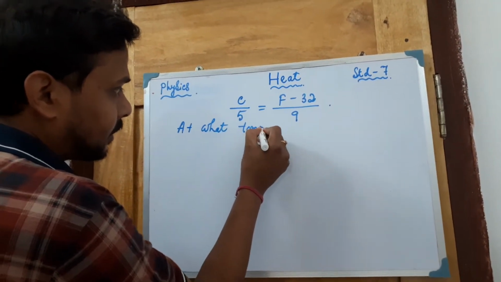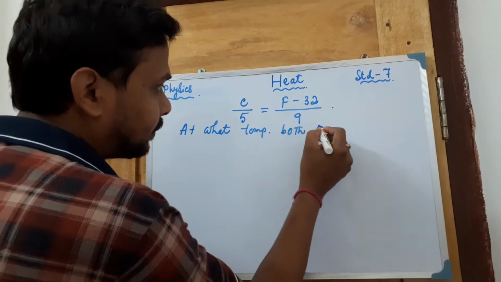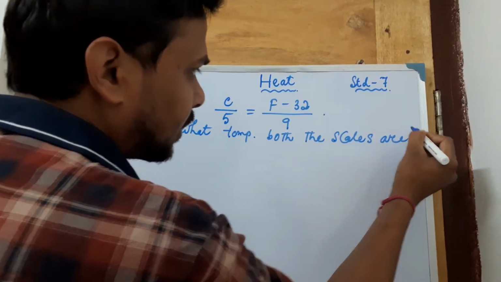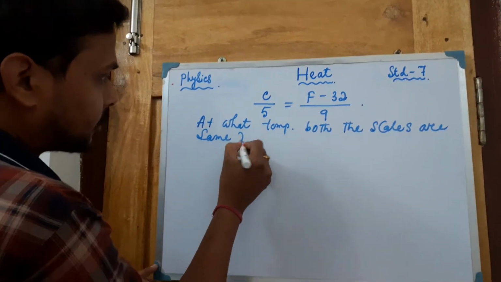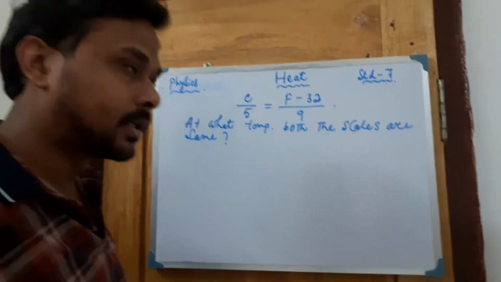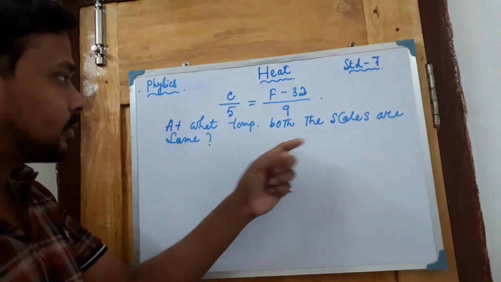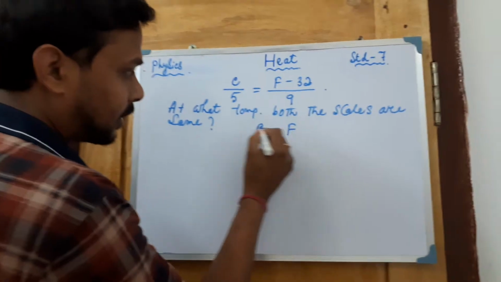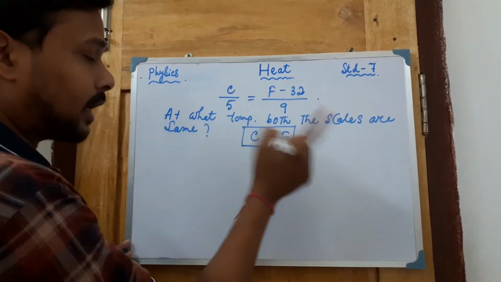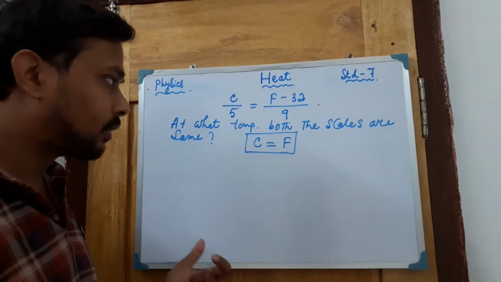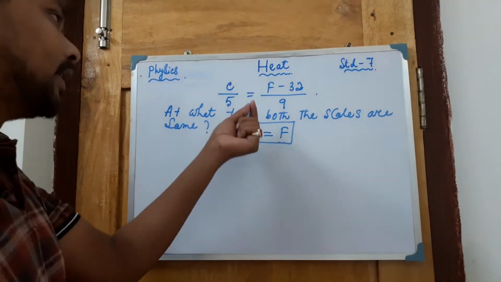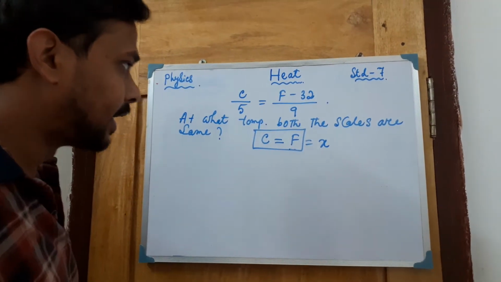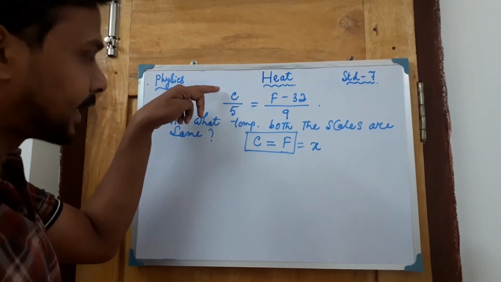If this question comes, at what temperature are both the scales the same? If this question comes in the exam, then what will be your answer? To calculate this, both the scales are the same means C is equal to F. At what temperature, that we are going to calculate. In this calculation you can take X also. Suppose at X degree centigrade or X degree Fahrenheit both the scales are the same. So you have to put X here and X there.